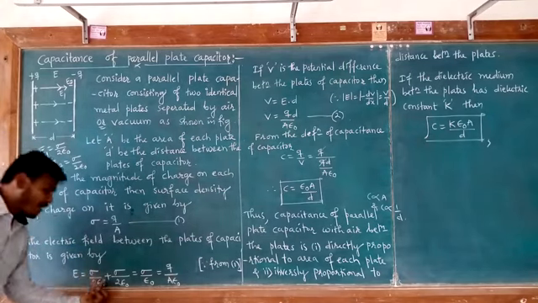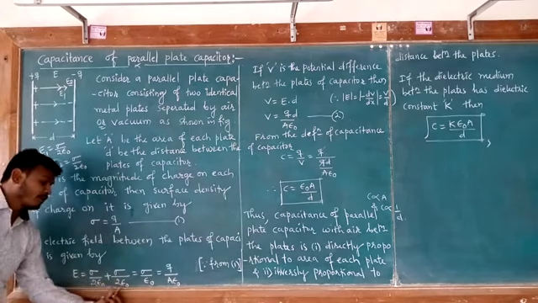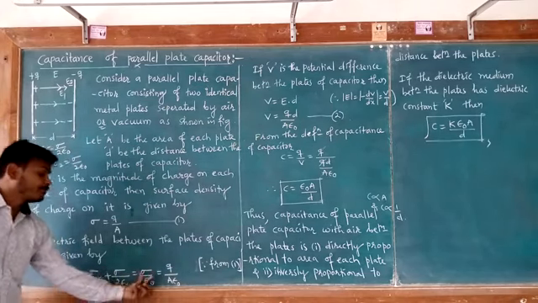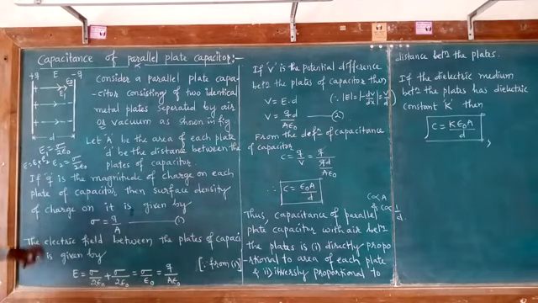E is equal to sigma by 2 epsilon naught plus sigma upon 2 epsilon naught is equal to sigma upon epsilon naught is equal to q divided by A epsilon naught.